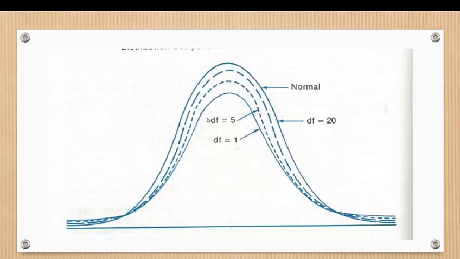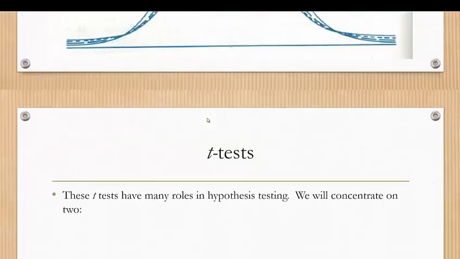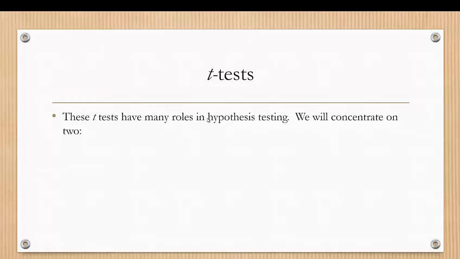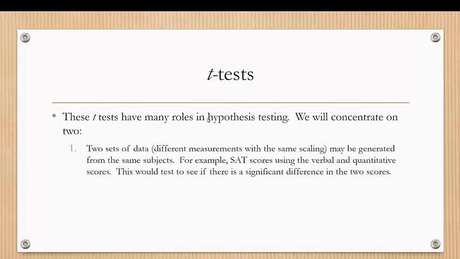So the one critical value I've told you to memorize is 1.96 at the 0.05 level. So what does that mean for us then when we're talking about a t-distribution and degrees of freedom, and saying that this somewhat mirrors the normal curve, but it's not completely the same? So what we're talking about here is that the t-test has many roles in hypothesis testing. We're going to concentrate on 2 of those roles within the scope of our course.